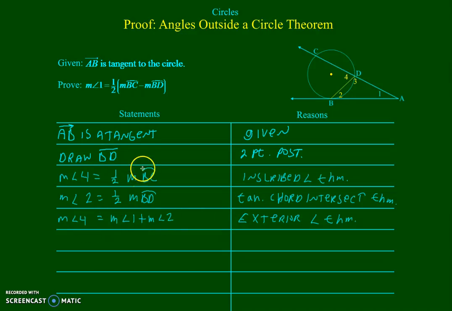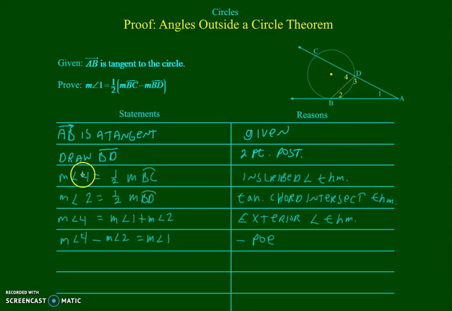The reason we did this is because in our final form we have to have an equation. We have to have angle 1 on one side and some terms for arc BC and arc BD on the other. Well, here we have angle 1, we have angle 4, which can be written in terms of arc BC, and angle 2, which can be written in terms of arc BD. So all we have to do is get angle 1 by itself, and we're going to do that by subtracting angle 2 from both sides. Just like in our last proof, we're getting close to our final form. We have to replace these with terms for BC and BD.